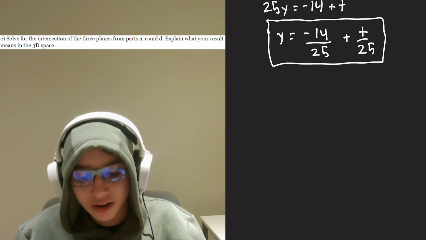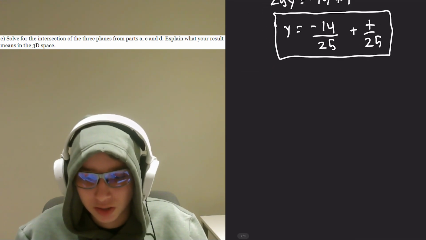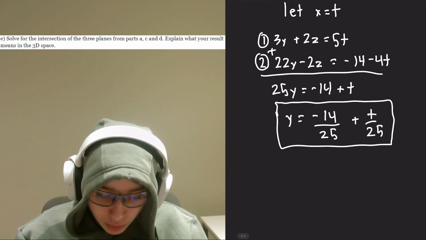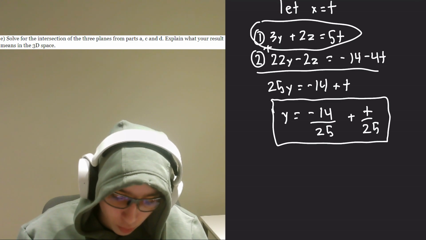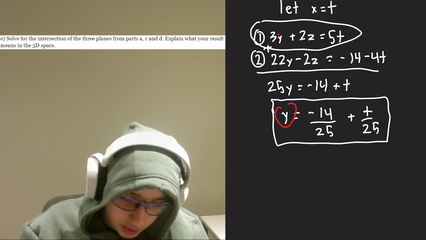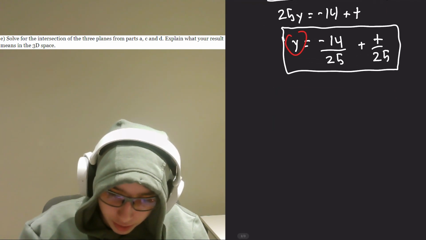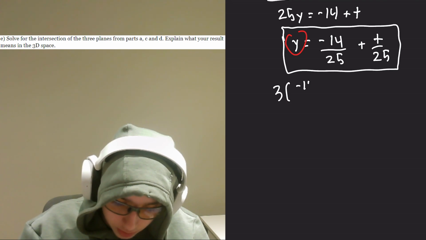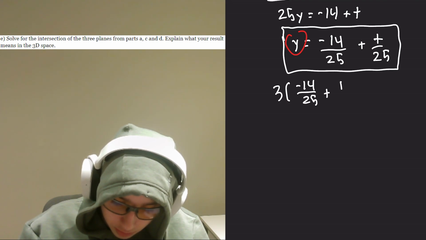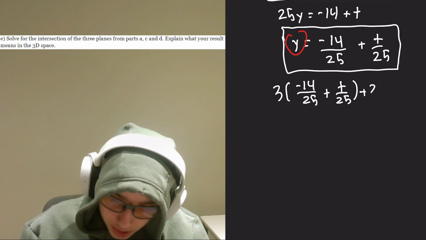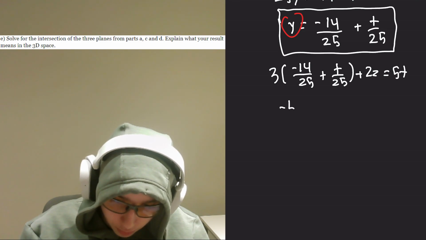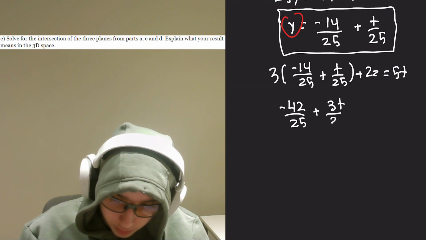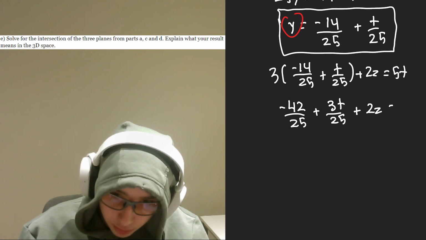Now we're going to try to create another one of these values, but instead of y, we'll make one with z. The way we're going to do this is plug it back in to this equation right here. Since we already have our y value, we can sub in y to this y right here. That gives us 3 times negative 14 over 25 plus t over 25, plus 2z is equal to 5t. Now let's expand this, and that gives us negative 42 over 25 plus 3t over 25 plus 2z is equal to 5t.